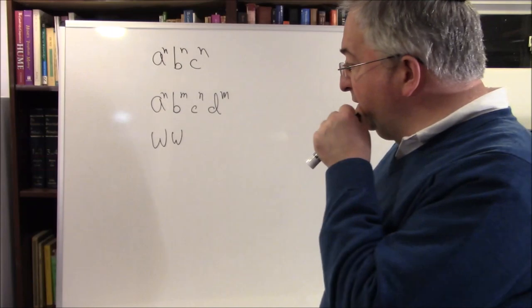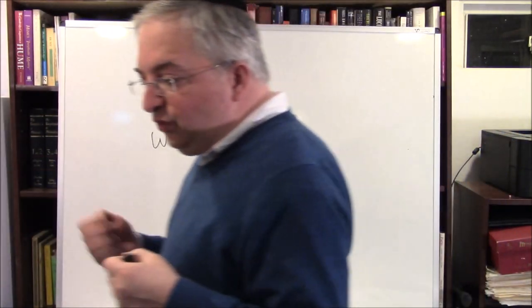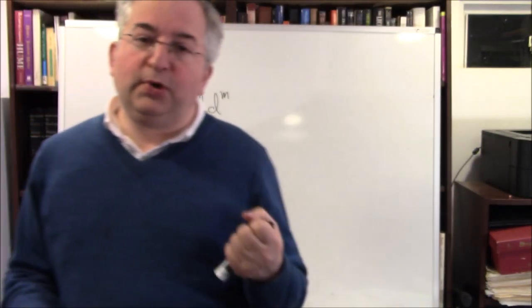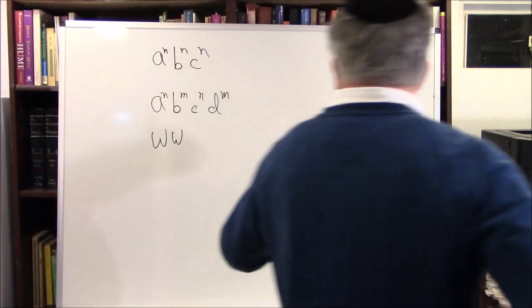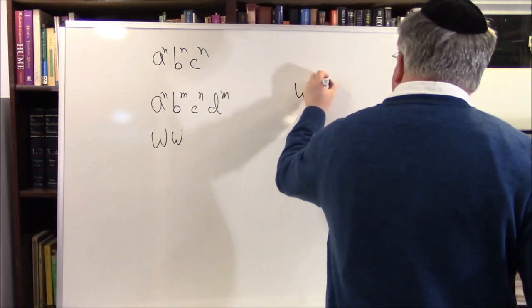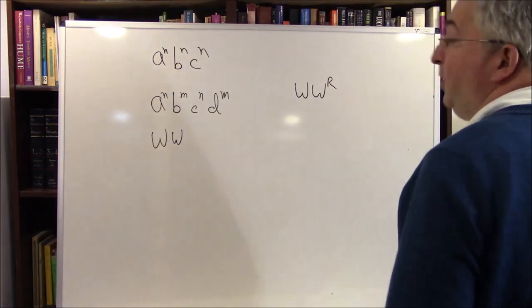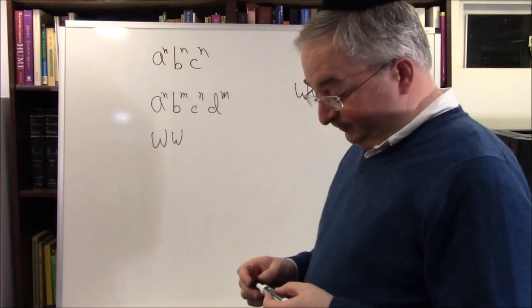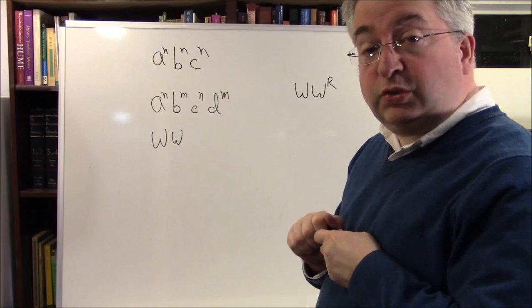How about the word followed by the word? If you think about it, the whole thing with stacks was that whenever we put in a word, it always came out in reverse. So we had no problem doing W followed by W reverse. We do have a problem doing WW. So what's the solution?